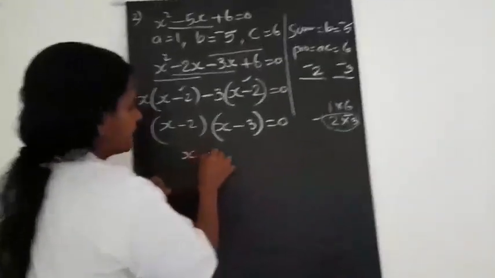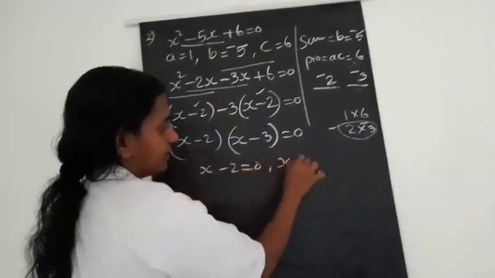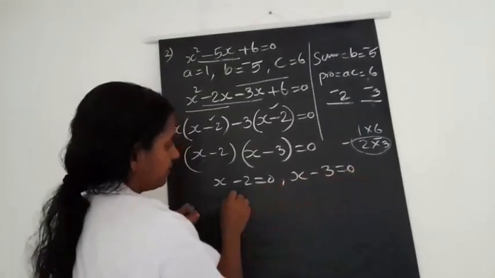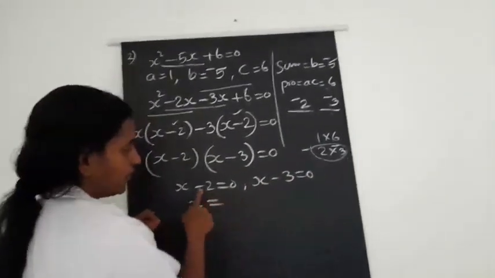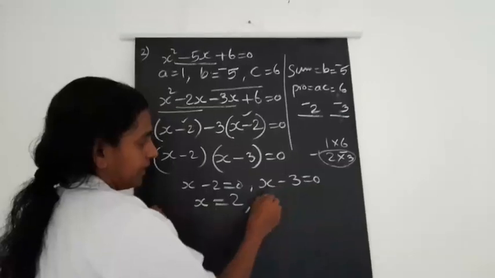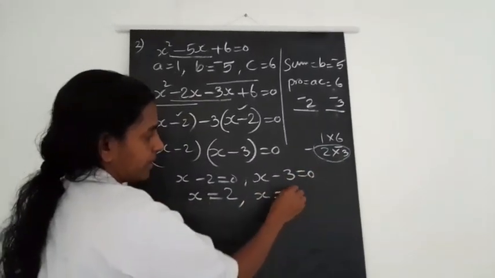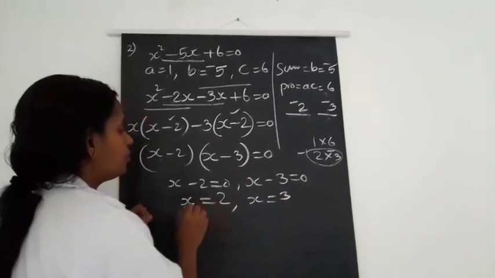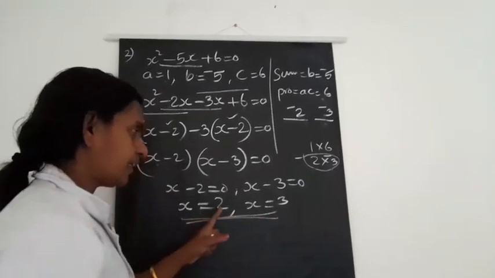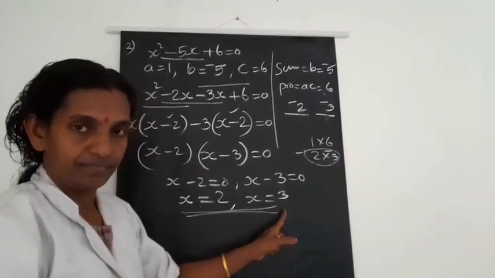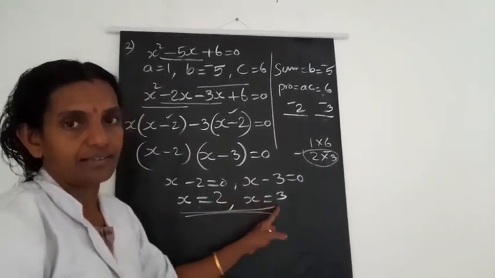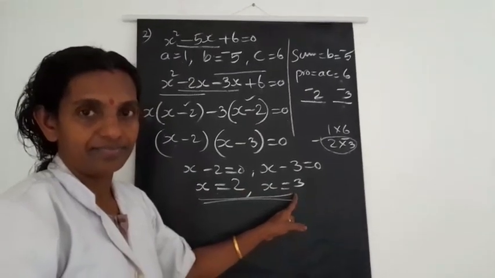Then first factor equal to 0, second factor also equal to 0. Which are the values of x? x equal to minus 2 becomes positive 2, and here x equal to minus 3 becomes positive 3. So the two values are 2 and 3. Understand?